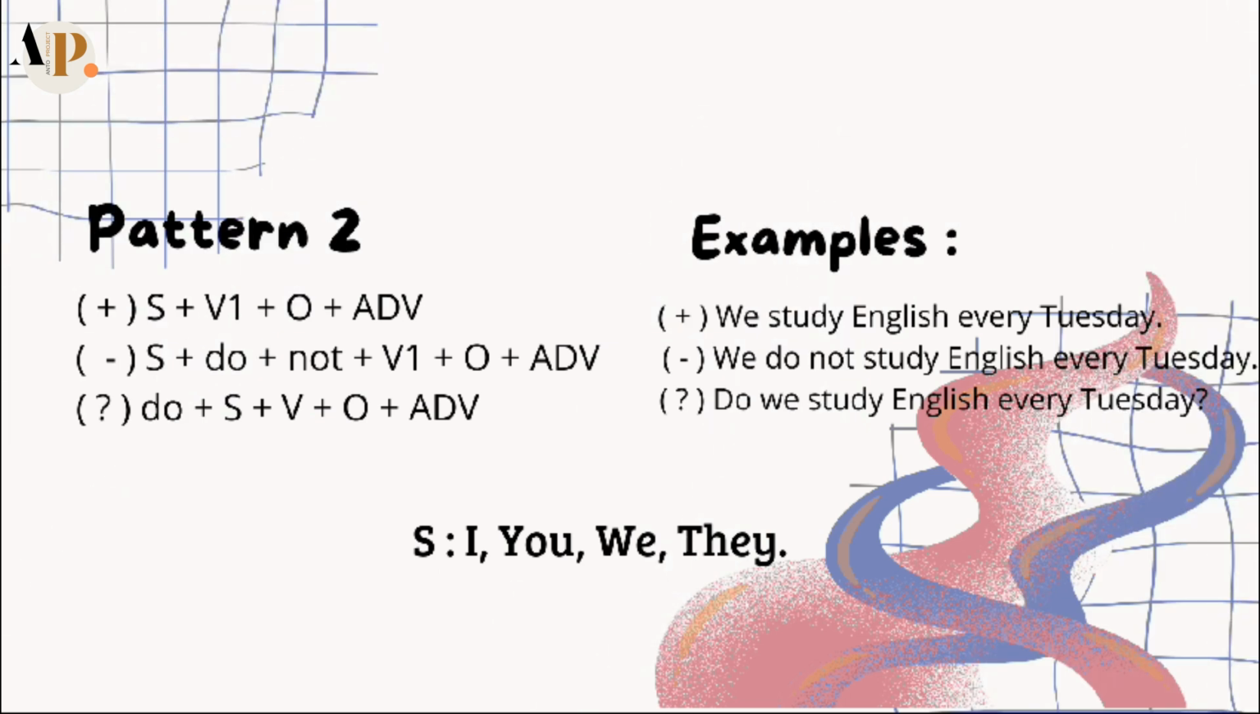Pattern 2. Positive: subject plus verb 1 plus object plus adverb. Negative: subject plus do plus not plus verb 1 plus object plus adverb. Interrogative: do plus subject plus verb plus object plus adverb. For example, positive: we study English every Tuesday. Negative: we do not study English every Tuesday. Interrogative: do we study English every Tuesday? The subject is I, you, we, they.